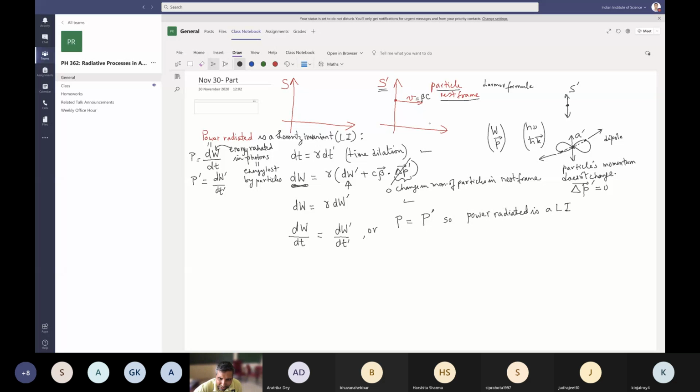So you appreciate how we derived it. We actually did not look at the change in energy of photons. We said that the change of energy in photons is equal and opposite to the change in energy of particles. And then, by the symmetry of emission of photons, we said that the particle's momentum on average does not change. So this is set to zero and we get this relation. And then we get that power radiated is a Lorentz invariant.